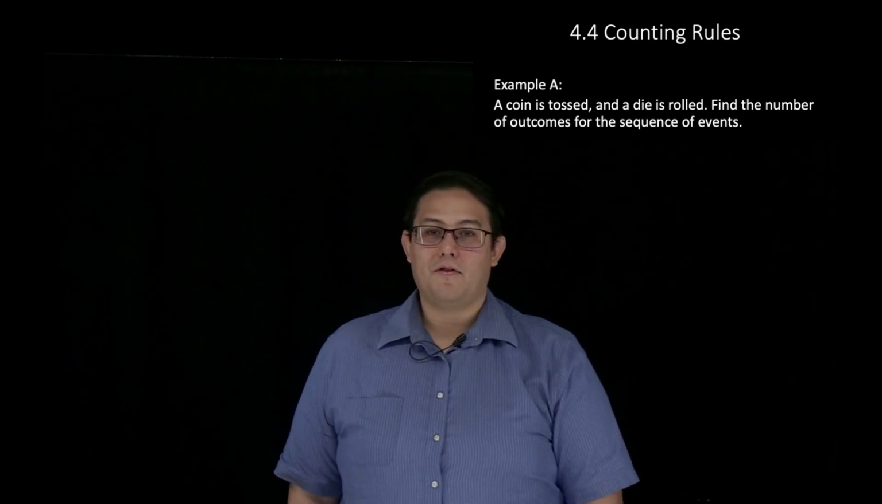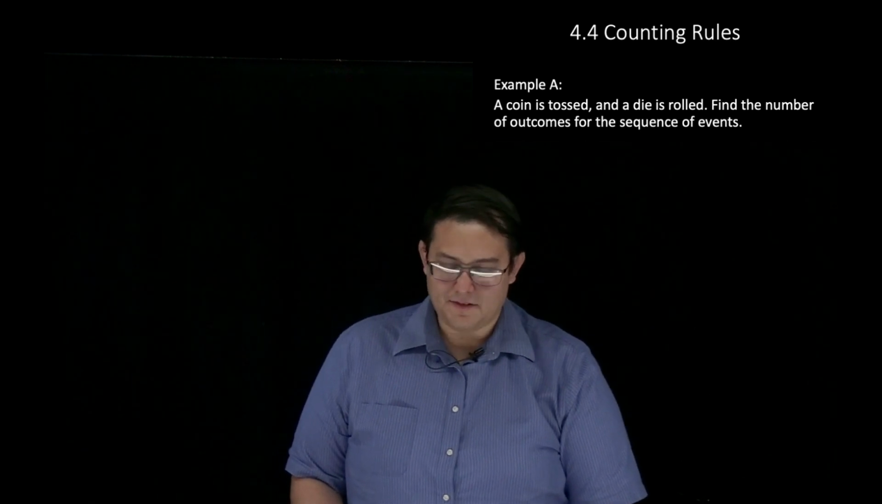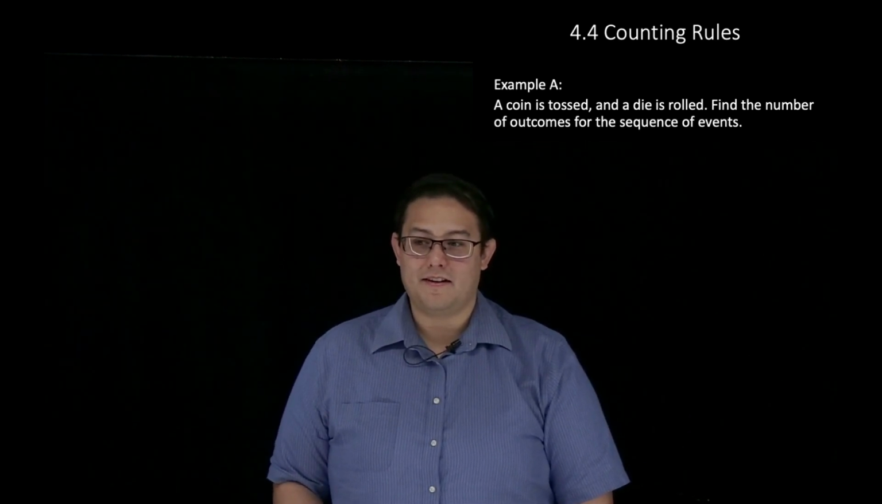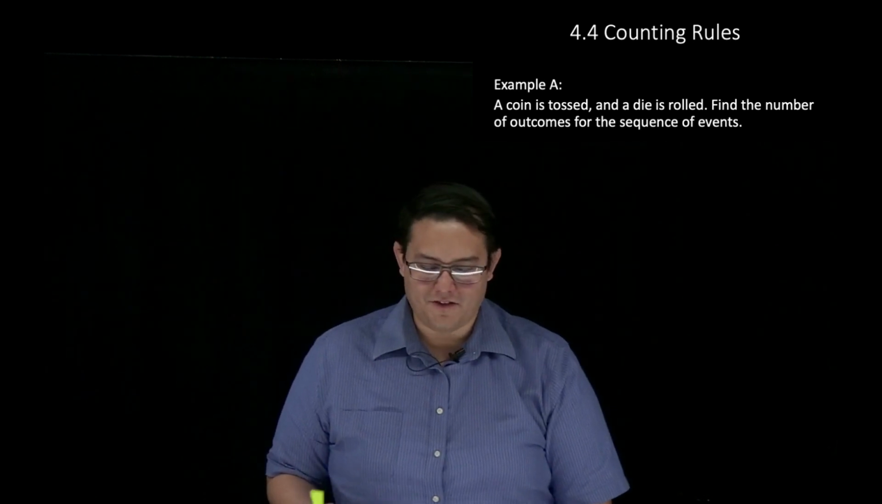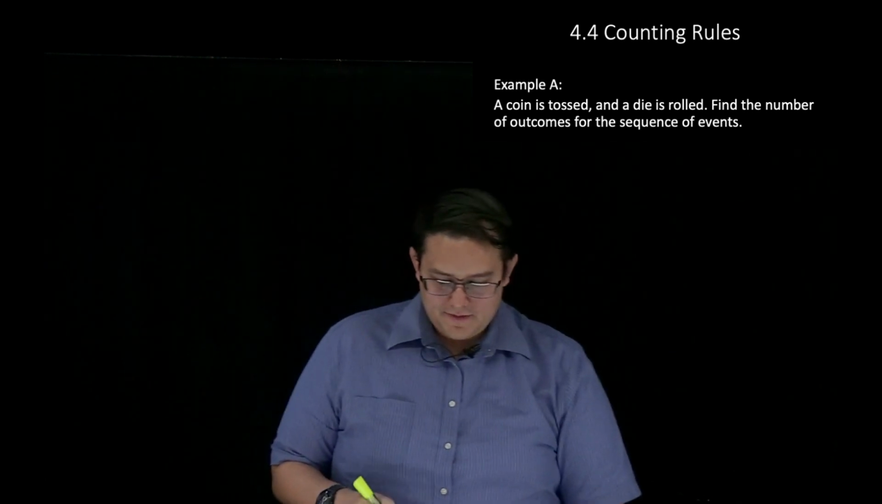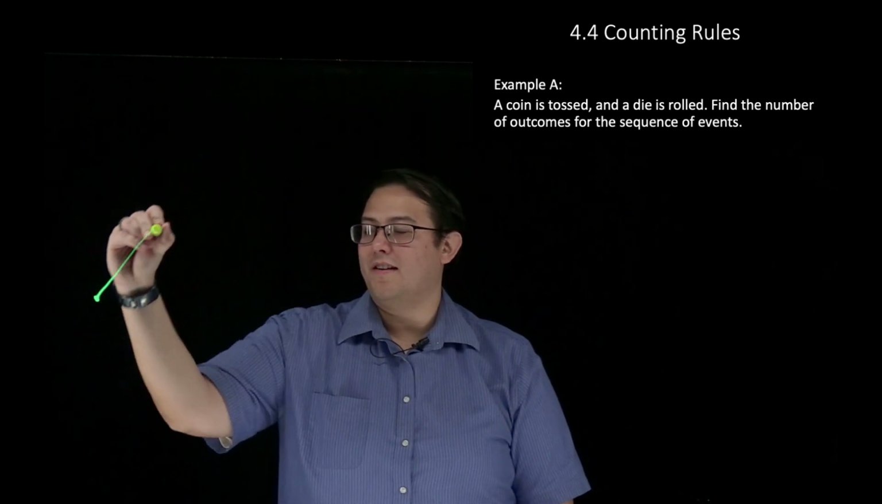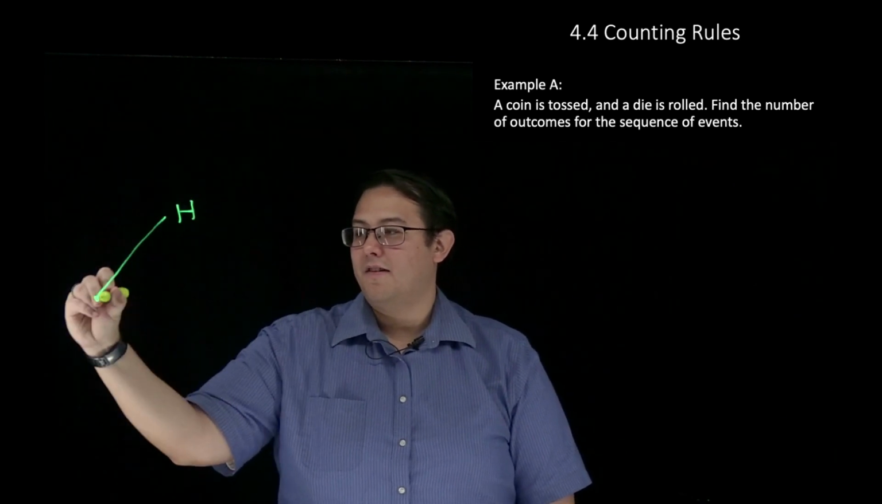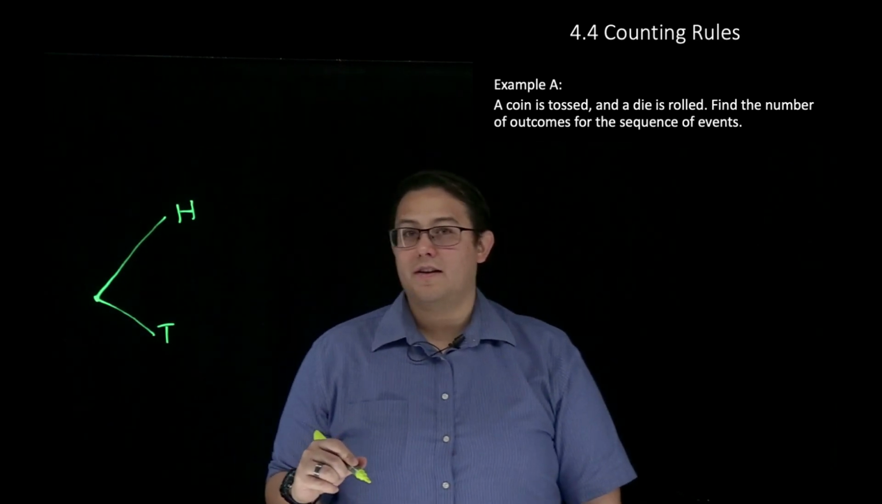So today we're doing 4.4, counting rule. And so the first example we got is we want to count the number of ways there is to toss a coin and roll a die. Okay. So when you toss a coin, you got two possibilities. You got either heads or it could be tails. And then when we roll a die, there's 6 possibilities.